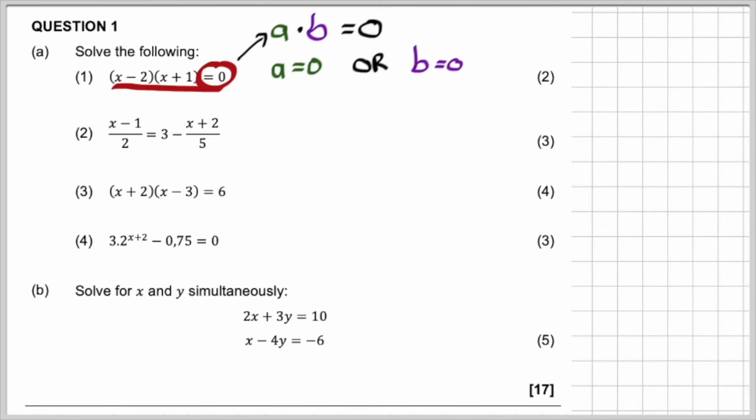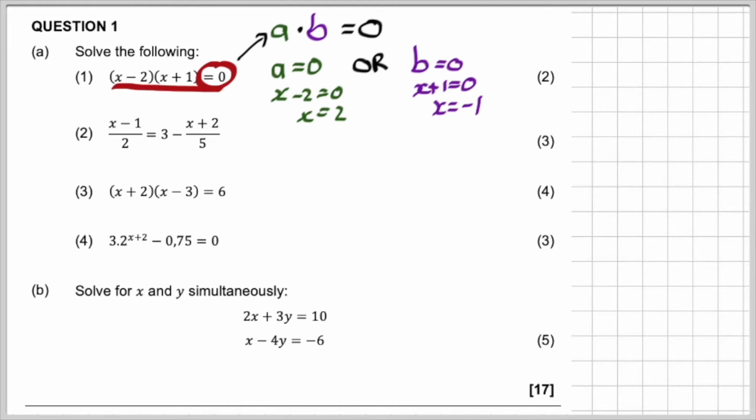So therefore, either the first bracket is going to be naught or the second bracket is going to be naught, which means that I'm going to have x minus 2 equal to naught, a linear equation, which gives me x equal to 2. Or x plus 1 must be naught, and therefore x must be negative 1. Now, one of the most common misconceptions that I've come across is that students say, but sir, or means choosing. No, or doesn't mean choosing. Or just means that there are two possibilities.